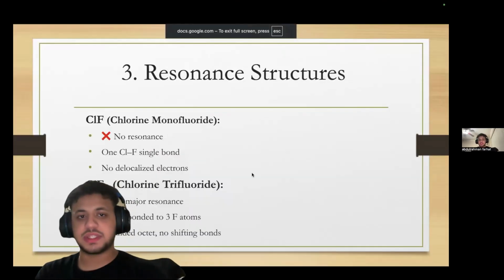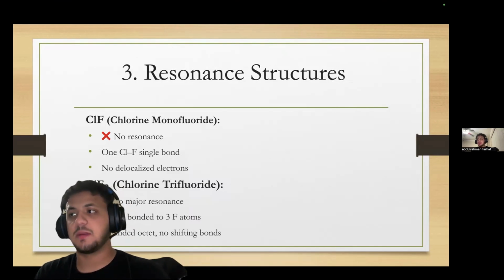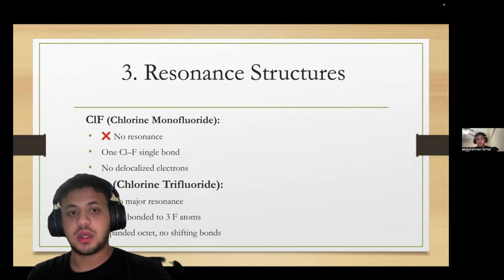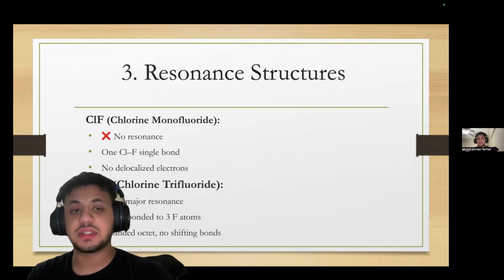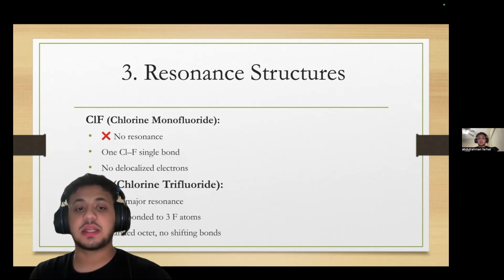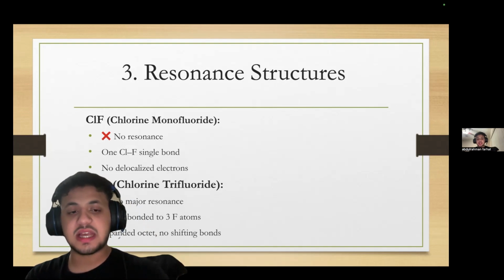I will start talking about the resonance structure. Chlorine monofluoride has no resonance. Just as a quick definition, resonance means that one compound can have more than one Lewis structure. So as we said before, both compounds do not actually have any resonance. Chlorine monofluoride does have one ClF single bond, and it doesn't have any delocalized electrons. ClF3, on the other side, does have one Cl bonded to three F atoms, which makes the T shape. It does have an expanded octet, and it doesn't have any shifting bonds.